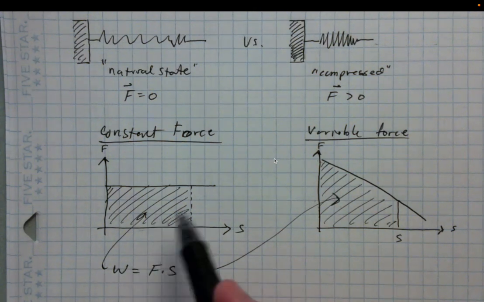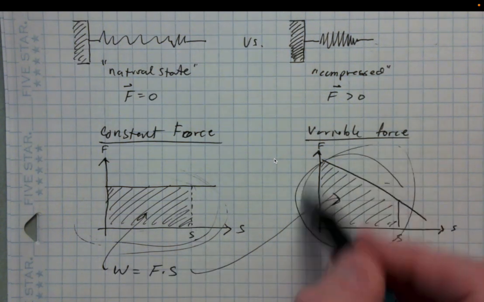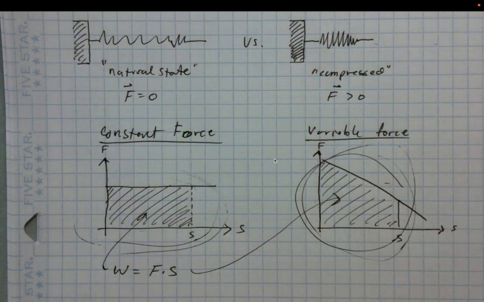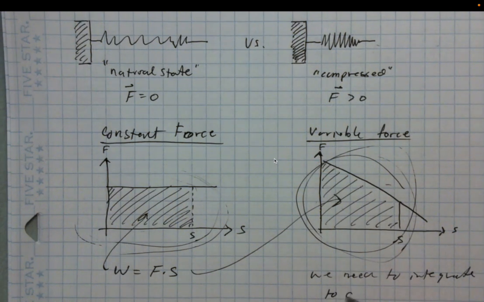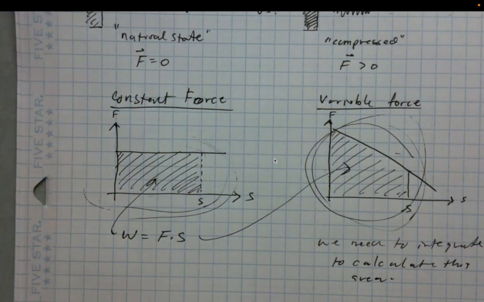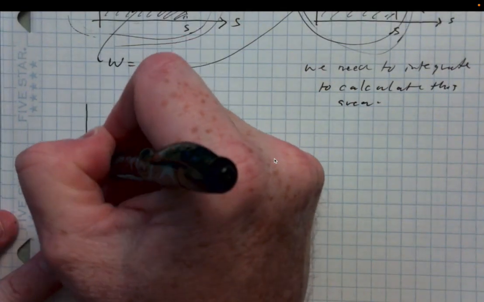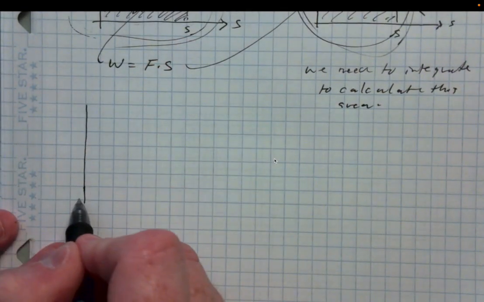So clearly when we're calculating an area like this, it's just the product of these two values. But when we want to calculate an area like this, what do we have to do? Well, we have to use calculus. So we need to integrate to calculate this area. Okay, and it's actually pretty simple when you think about this. I mean, of course, you can make it complicated, but let's just draw this out.